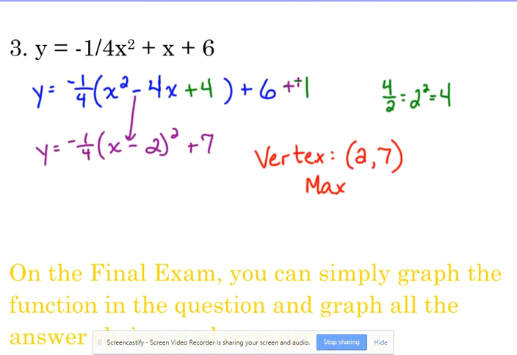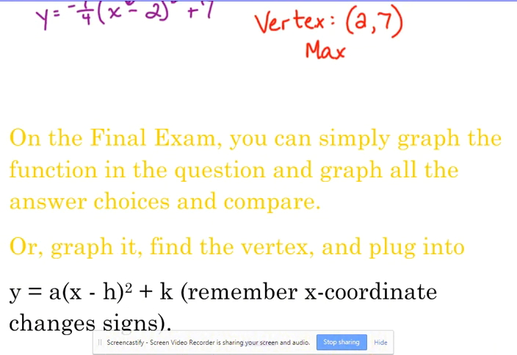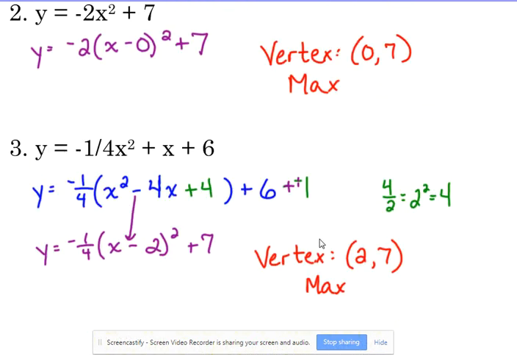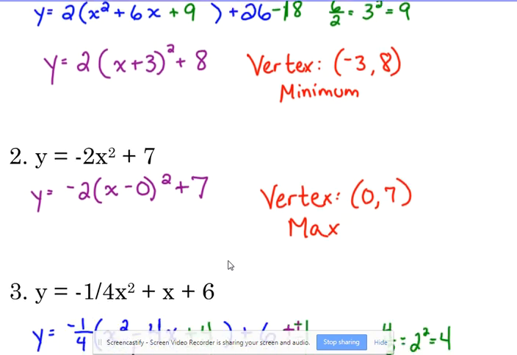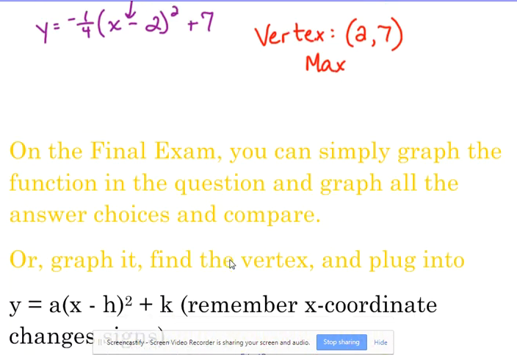Okay? So that's what I've got written here. You can graph the function, graph all your answer choices and compare, or graph it, find the vertex, plug it in to the vertex form. Just remember your x coordinate changes signs. The x coordinate changes signs. Okay, so I showed you the process in case they ask you something about a step of the process, but otherwise use your calculator. Be smart about it.